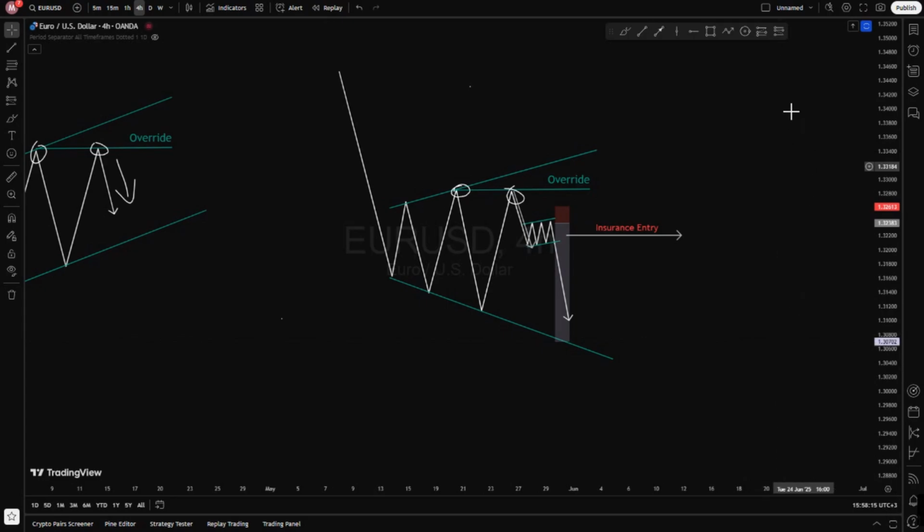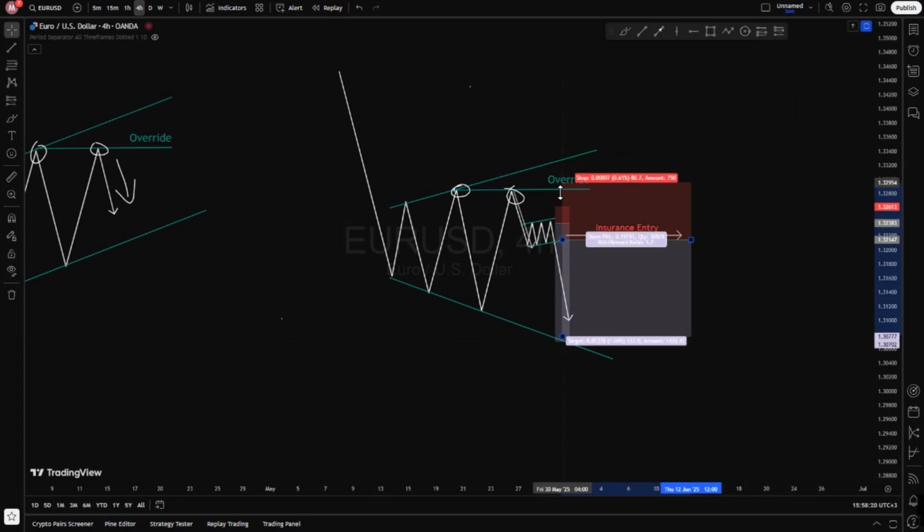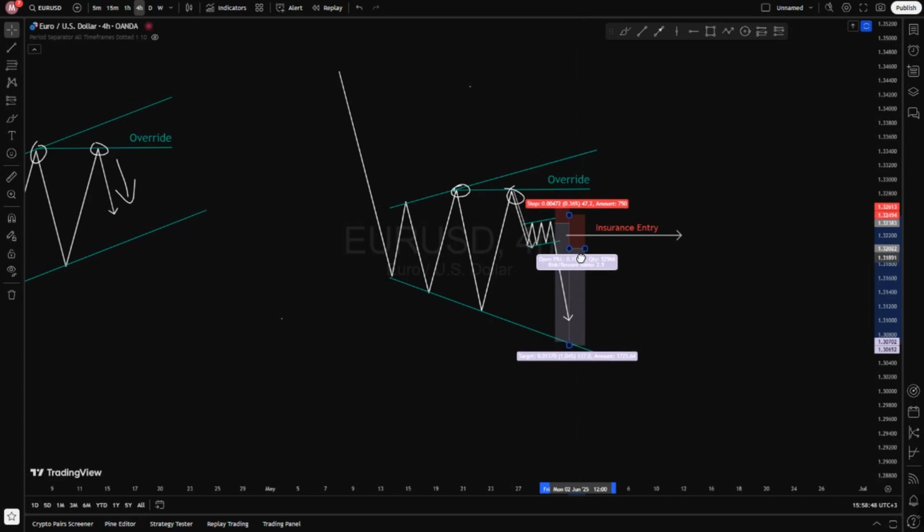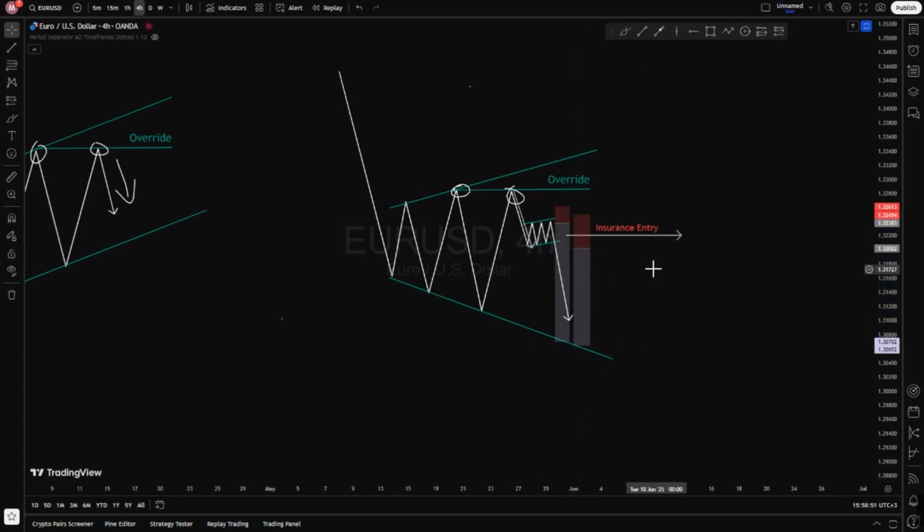Number 2. Reduced risk entry. Instead of jumping in right away, you wait for the break of the continuation structure. You enter after the break and retest, which gives you extra confirmation, but your stop is usually wider. It's more conservative, but safer, especially if you're trading larger time frames or higher volatility pairs.